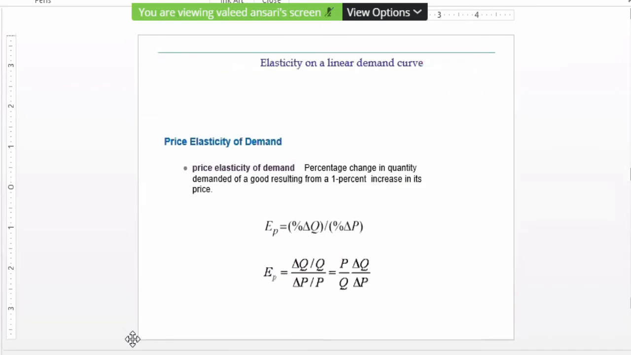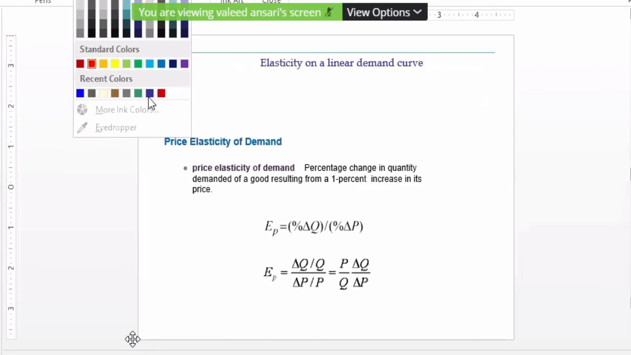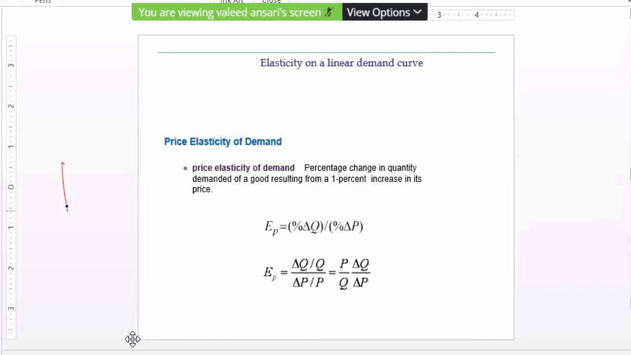Now there is something which needs to be told, and I will leave it to you to think over. Let us say a linear demand curve is there. Whether elasticity will be the same on this demand curve or will vary, because on a straight line the change is constant, isn't it?